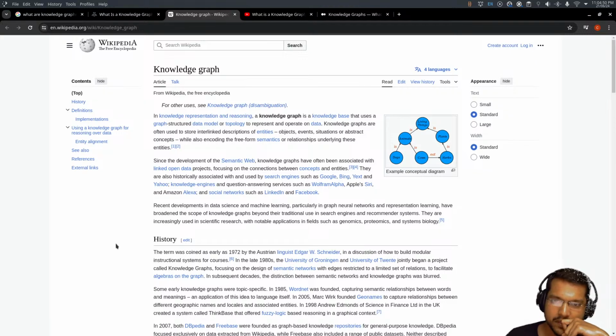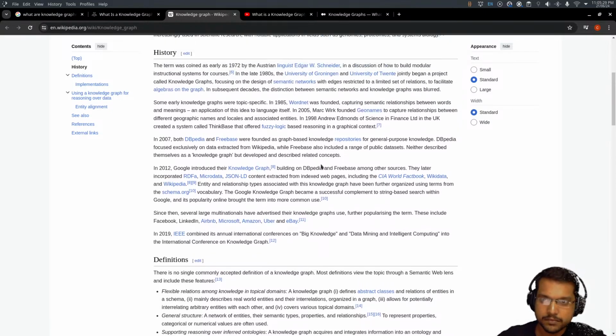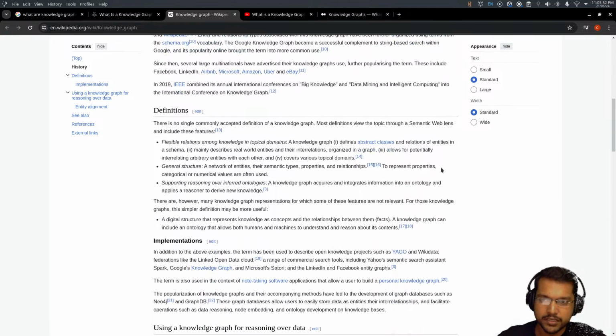Yahoo Questions Answers, Apple Siri, Amazon Alexa, social networks. Recent developments in data science and machine learning, particularly in knowledge graph representation, have broadened the scope of knowledge graphs beyond the traditional use in search engines and recommender systems. Oh yes, recommender systems. Search and recommender systems are pretty interesting. They are increasingly used in scientific research, with notable applications in fields such as, whatever, just biology in general. We skip all of this, right? Yeah, we skip all of that.